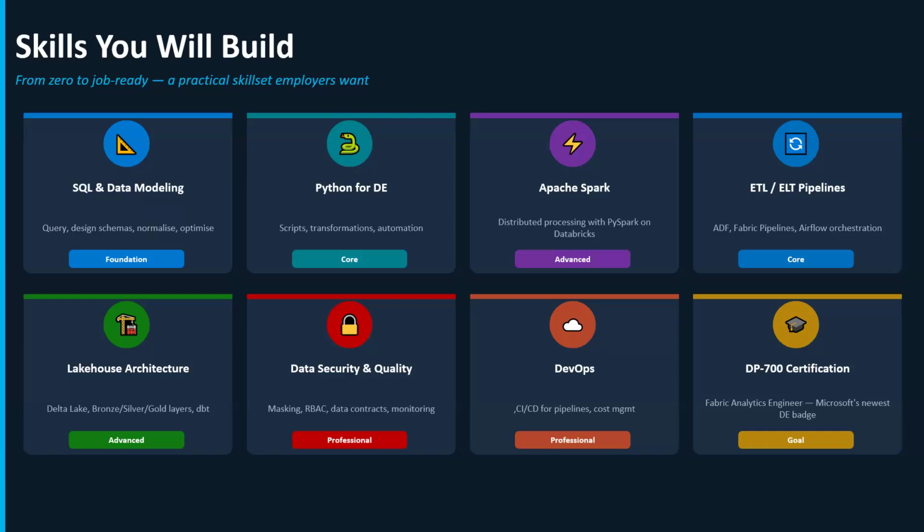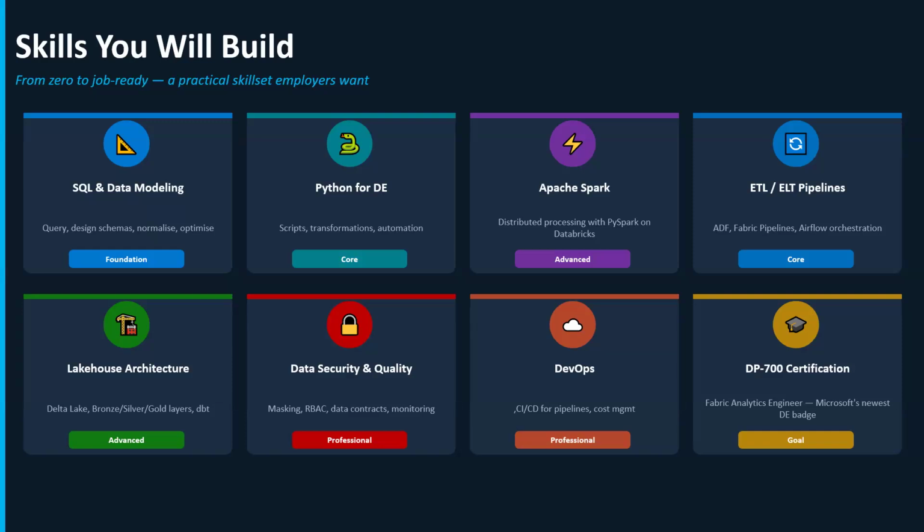Okay, we are going to build a data lake, and we are going to talk about Medallion architecture, bronze, silver, gold. We are going to talk about how to implement security, how to monitor the data pipelines, how to mask the data, and we are going to handle CI/CD for pipelines and cost management. And of course, apart from all these things, one important thing: if you wish to, you can even attempt the DP-700 certification, which is the Azure Data Engineering certification.